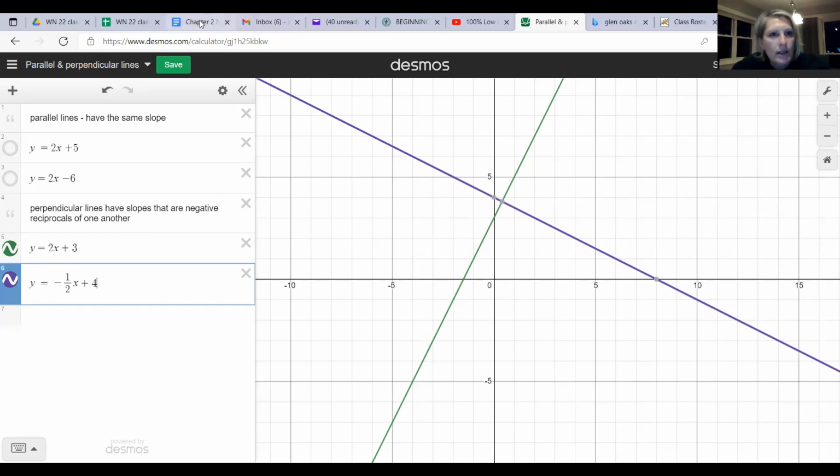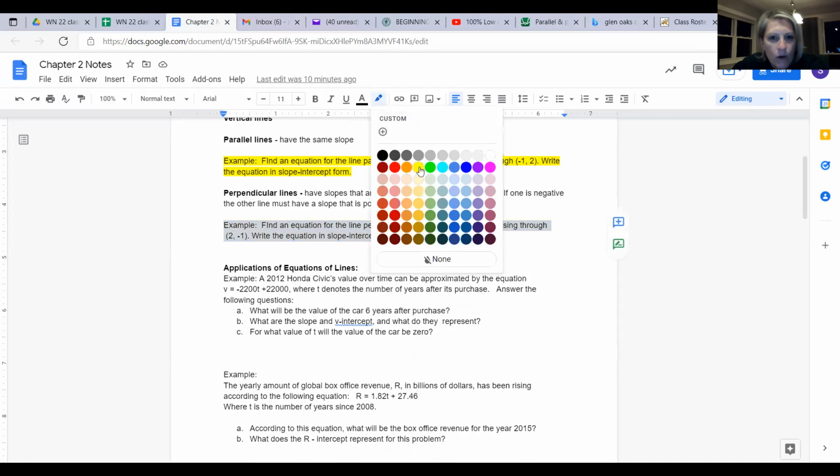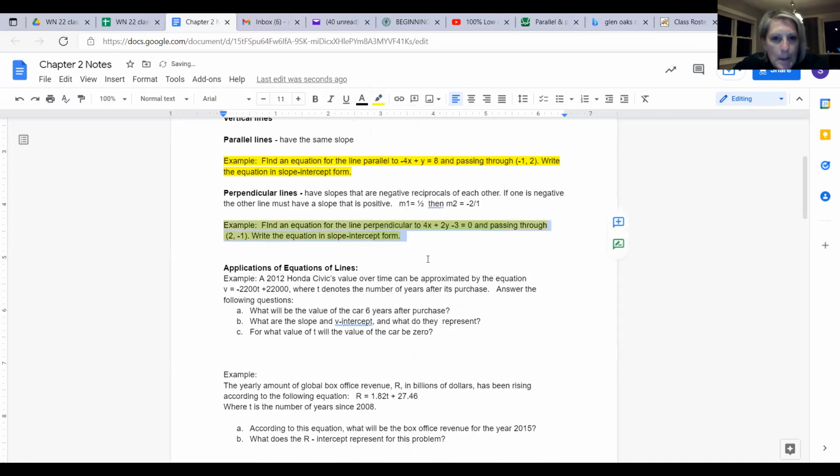Okay, so let's go to our notes here. And this is what we want to do. It says, find an equation for the line perpendicular to 4x plus 2y minus 3 equals 0 and passing through (2, -1). Write the equation in slope-intercept form. So let's write down the equation that they gave us, 4x plus 2y minus 3 equals 0. And we want to pass through the new point (2, -1).